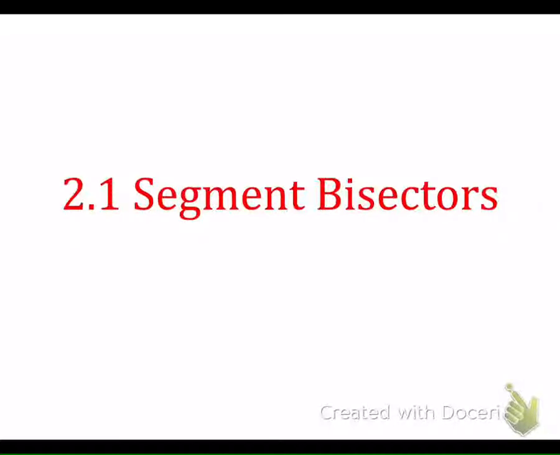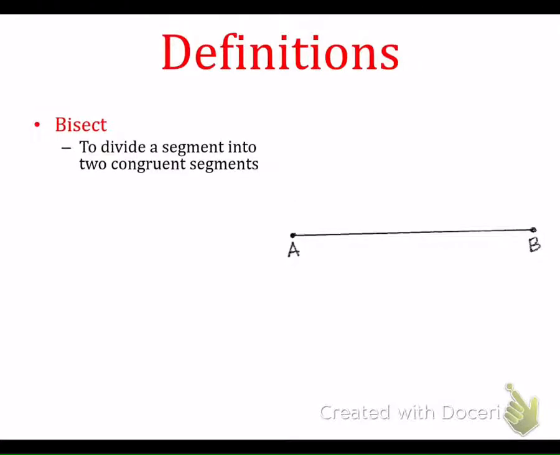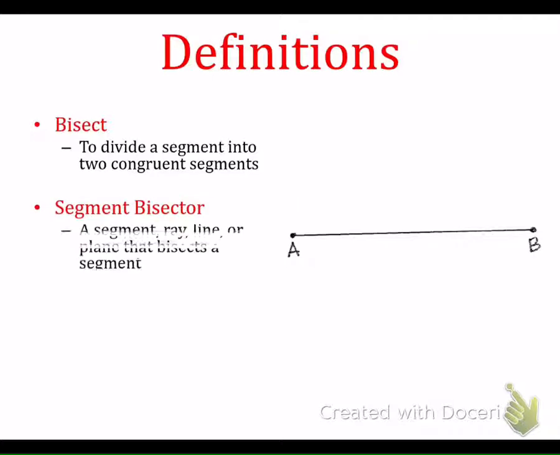Bisect or bisector is a term you're going to hear a lot in this class. So we've got to make sure we all get on the same page with it. First, we have bisect. Bisect is to divide a segment into two congruent segments. Segment bisector is when you bisect a segment.